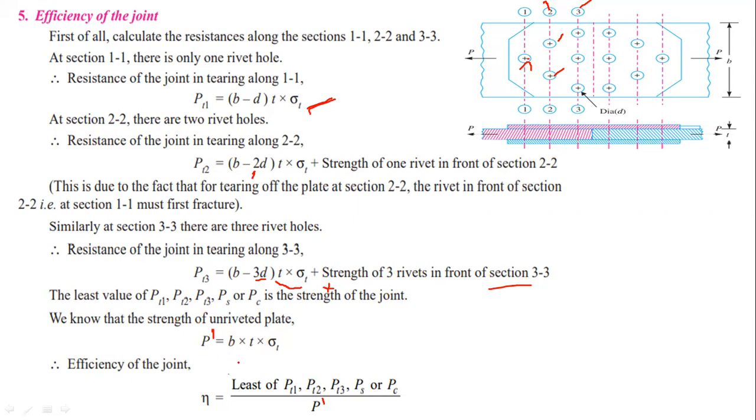Now P dash is the strength of the unriveted plate. So this one is the efficiency of the joint. Efficiency of the joint, zeta, equal to the least value of PT1, PT2, PT3, PS or PC divided by P dash. P dash is the value of B into T into sigma T.